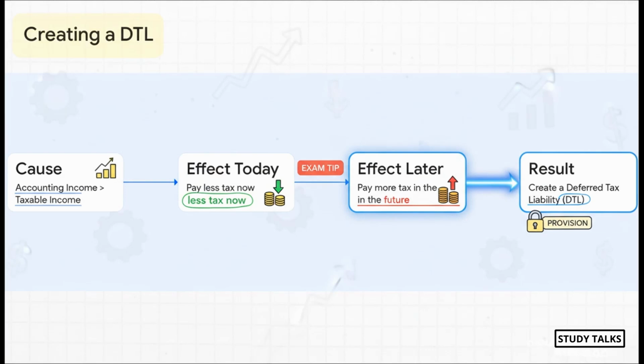So let's talk about how a DTL comes to life. This happens when your accounting income is higher than your taxable income. That means you get to pay less tax today, which sounds pretty great, right? But hold on, it's not a free lunch. You know that because of this timing difference, you're going to have to pay more tax later. So what do you do? You create a provision for it now. That provision is your deferred tax liability. It's a liability for tax you'll pay in the future.